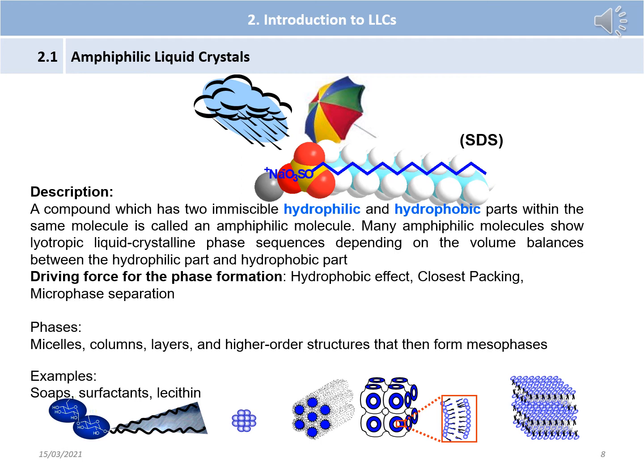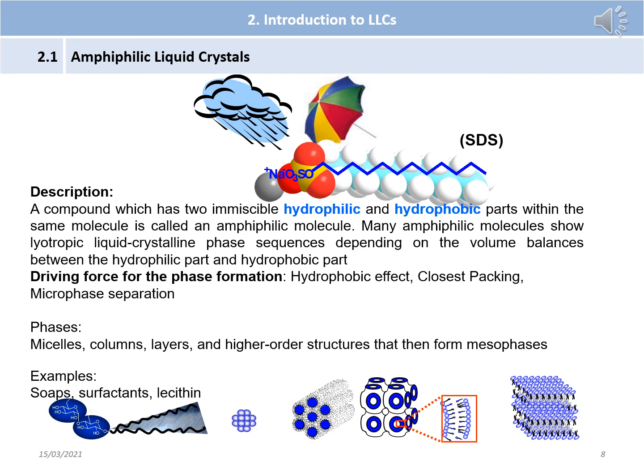It consists of a 12-carbon tail as the hydrophobic part attached to a sulfate group, which is a polar head group, giving the compound amphiphilic properties. Therefore, in general, a compound which has two immiscible hydrophilic and hydrophobic parts within the same molecule is called an amphiphilic molecule. Many amphiphilic molecules show lyotropic liquid crystalline phase sequences depending on the volume balance between the hydrophilic part and hydrophobic part. I'll elaborate this part more in packing theory.